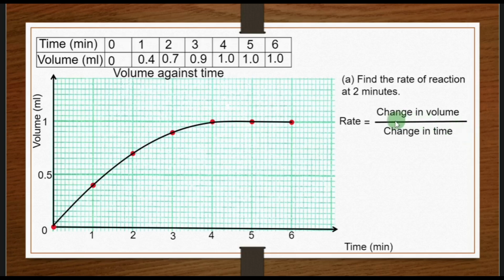So what we do here, we draw a gradient at this point where we are being asked to find the rate. At the point at which we are going to find the rate, we are going to draw a tangent to it. A tangent is a straight line that touches the same point like that. Then after we do that, we draw a triangle like that.